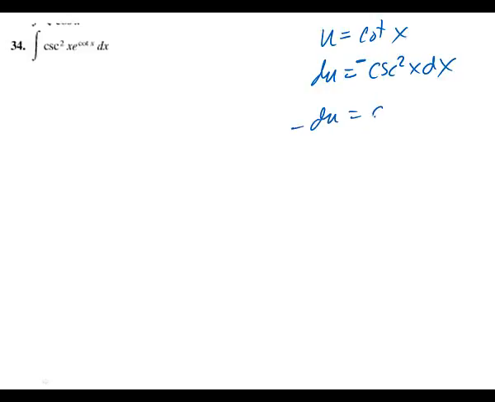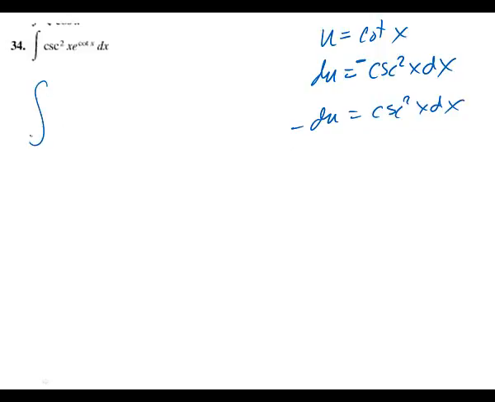Okay. What do you think you're going to use for your u this time? Cotangent x. Because what's du then? Is that right? Yeah. So what's missing from the original integral? The negative sign. So we need to pull the negative over.